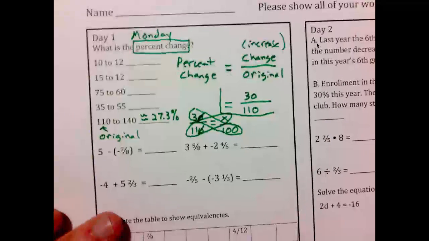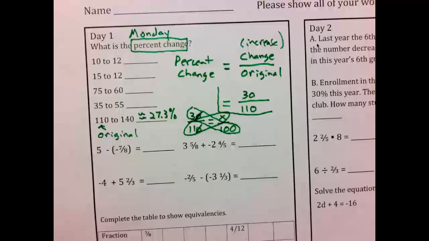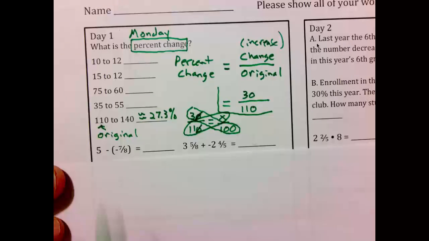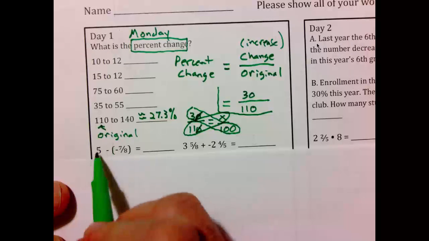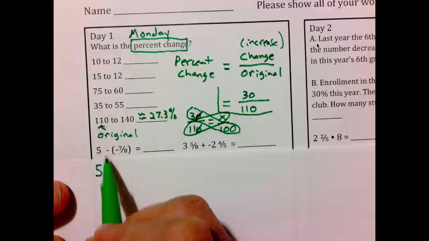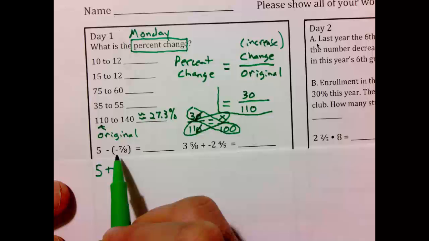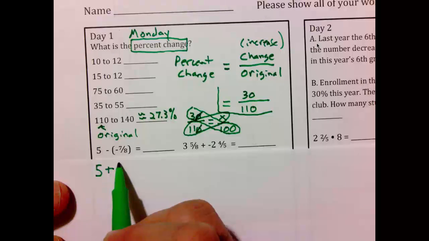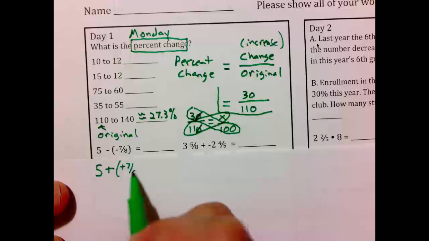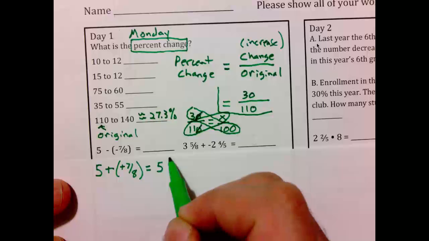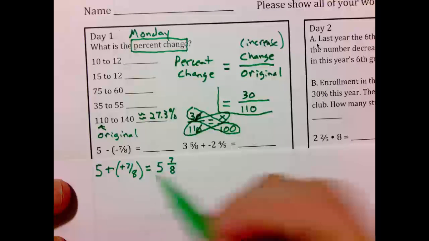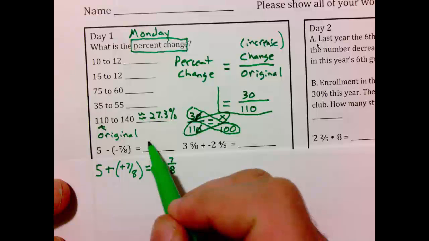Alright. Next we have some operations on integers problems. I will demonstrate this first one. We have 5 minus a negative 7/8. Remember, keep, change. When we're subtracting and we have signed numbers involved, we will keep the first number the same, change the subtraction to an addition, and change the sign of the second number. This will become a positive 7/8. Well, 5 plus a positive 7/8 is simply 5 7/8. And that will be the answer on this one.